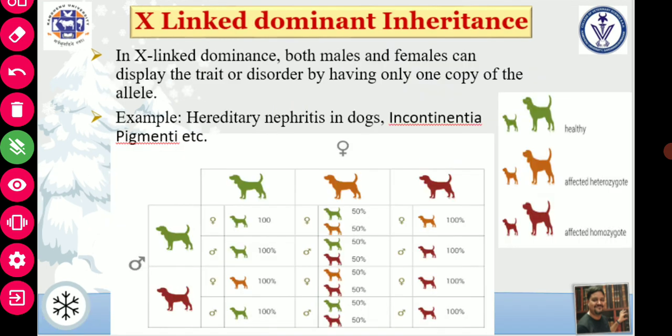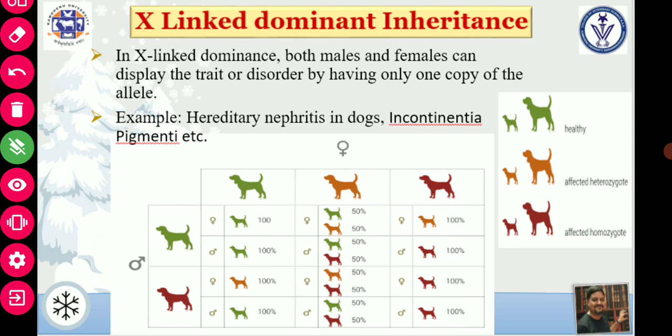Now, what about the X-linked domain? Now we understood that X-linked inheritance is there, Y-linked inheritance is there. Now in X-linked inheritance also, there are three types of inheritance. The first one is X-linked dominant inheritance. Another one will be X-linked recessive inheritance. And the last one will be X-linked codominant inheritance. But the important one is X-linked recessive inheritance.